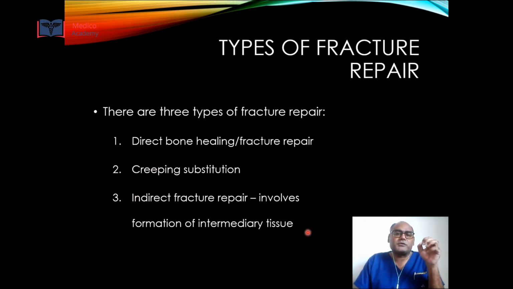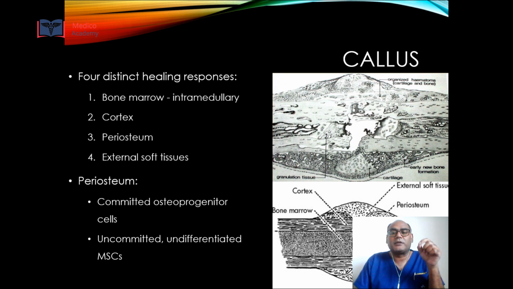The most commonly seen or taught method of fracture healing is the indirect fracture repair that involves the formation of that intermediary tissue which we call callus. Why do we call it with a different name, callus? Because this is the tissue which will lead to formation of bone itself. So it is something which is very similar to bone.